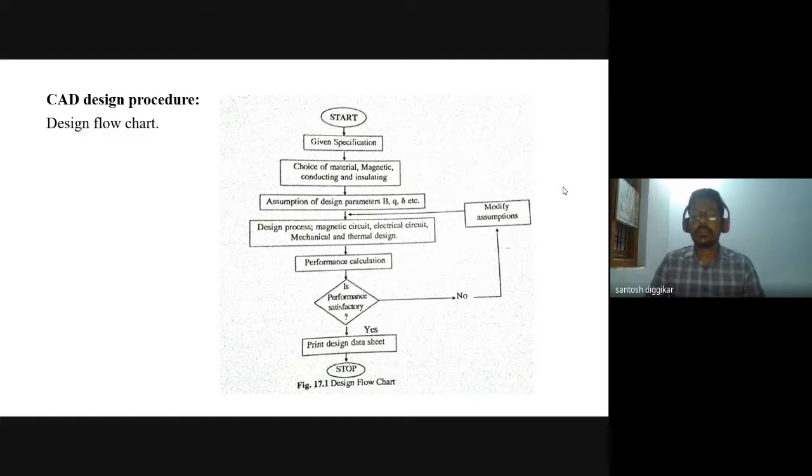Next is the design process: magnetic circuits, electrical circuit, mechanical and thermal designs. After doing all these things, performance calculation. Is performance satisfactory? Yes, print the design sheet. This is how we start the coding of the electrical machines. If the performance is not satisfactory, modify the assumptions and start the design process again. Once the performance is satisfactory, print a design data sheet. This is the flowchart for creating the program for design of electrical machines.